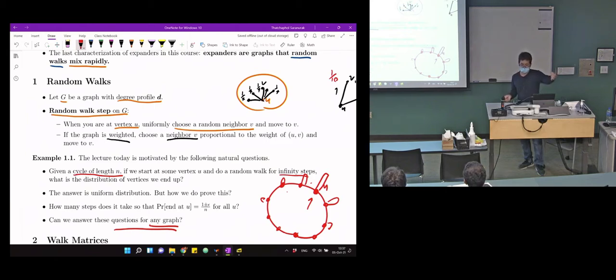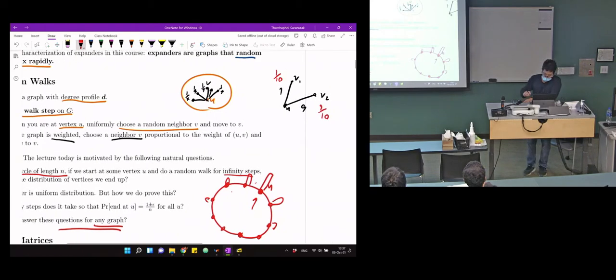It's not going to be uniform for every graph, right? Can you give me any example of a graph where the distribution shouldn't be uniform? Star. Yeah, very good. Star.